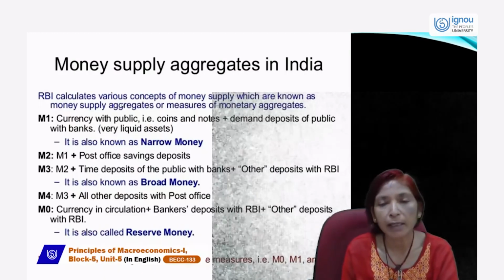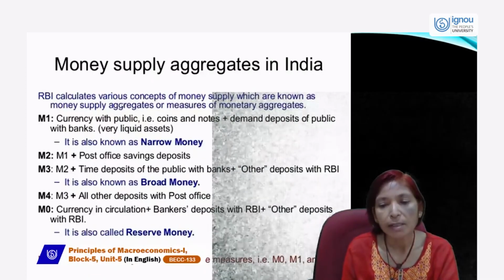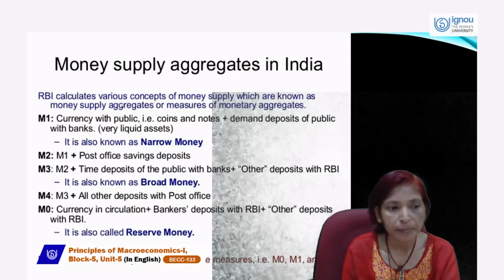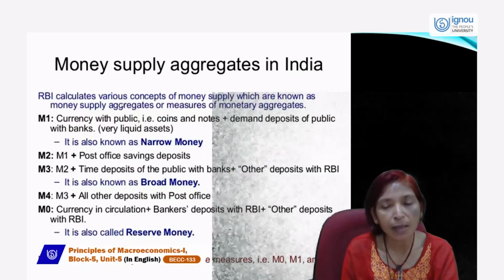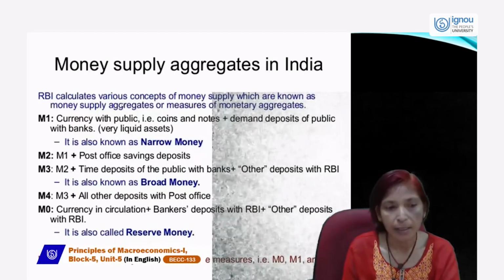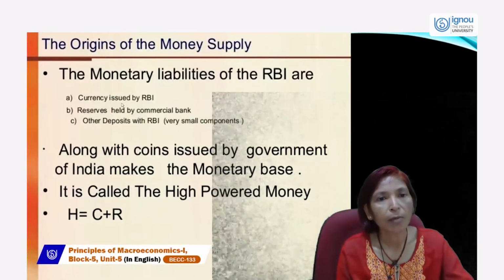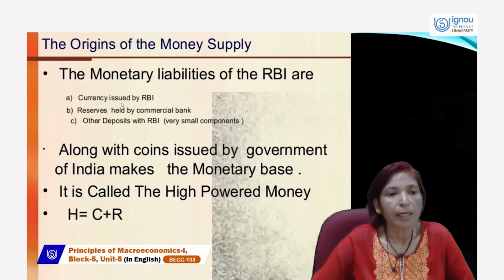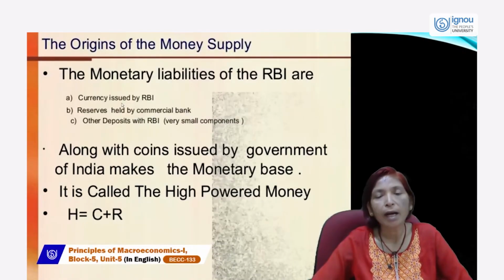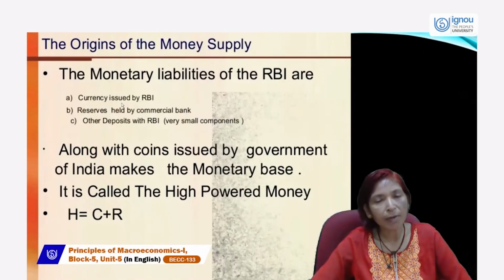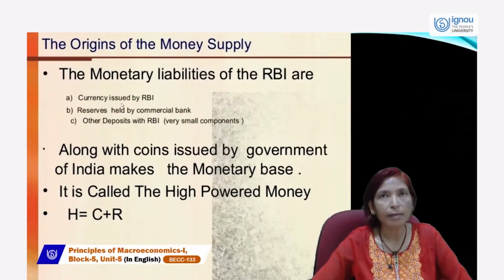These are the money supply aggregates in India. RBI circulates only three of the above measures: M0, M1, and M3. M0 is currency in circulation plus bankers' deposits with RBI plus other deposits with RBI. It is also called reserve money. Next is the origin of money supply. Monetary liabilities of the RBI, along with coins issued by the Government of India, make the monetary base. It is known as high powered money or monetary base. Its formula is C plus R, where C is currency and R is reserves.